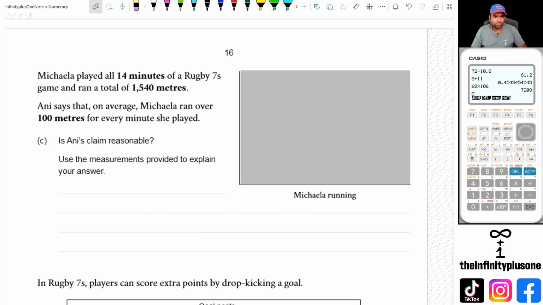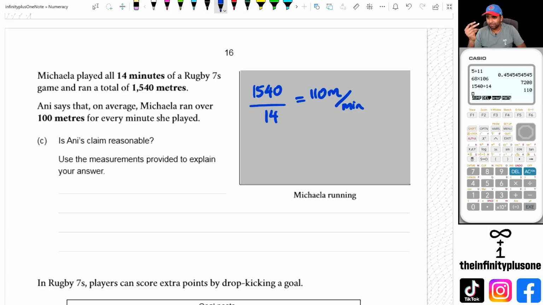Michaela played 14 minutes of rugby sevens, ran over 100 meters for every minute played. Okay, so if we take the numbers, 1540, and we divide it by 14 minutes, we're going to get how much she ran. Okay, let's just work it out. So 1540 meters divided by 14 minutes gives us 110 meters per minute. So this is one of those awkward questions where you can actually get both answers.